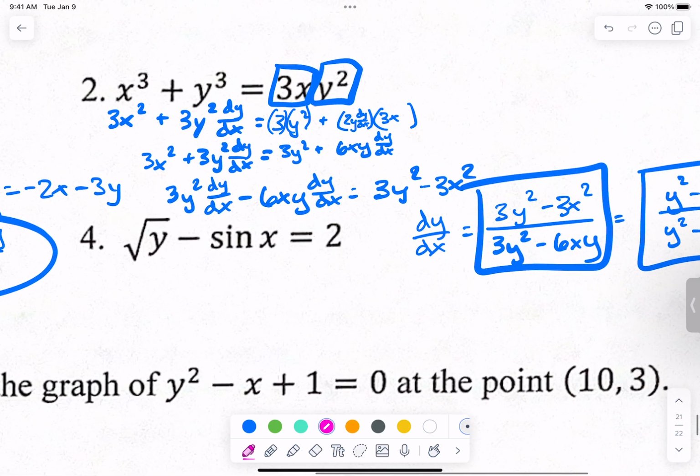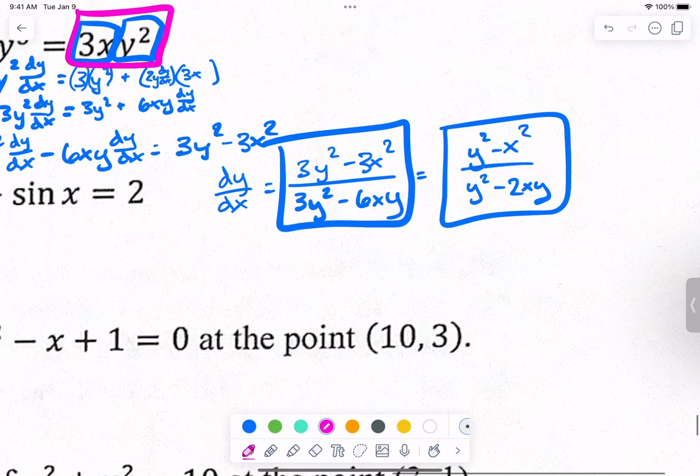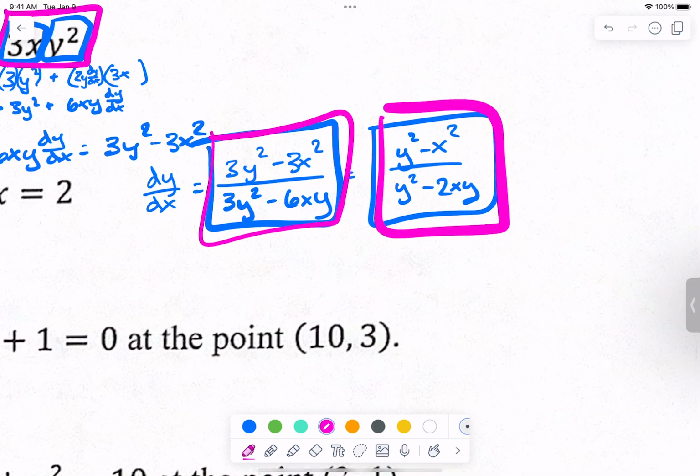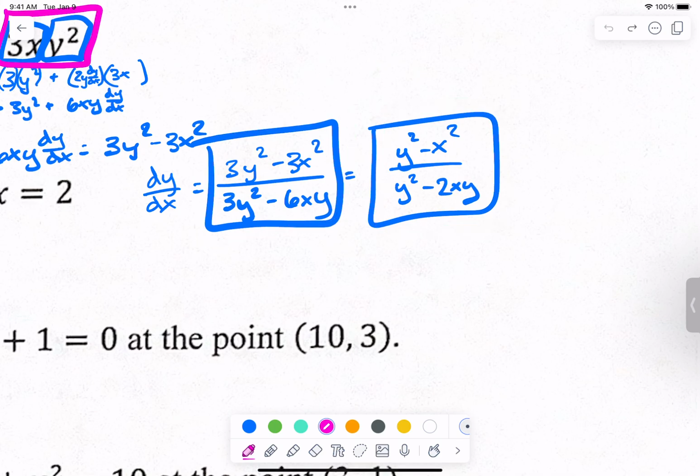Number 2, you also have a product rule right here, and we separated that into those 2 parts. And then we got this as an answer. Or we said if you divided by 3 on everything, then you got this as an answer. So that's where we left off.